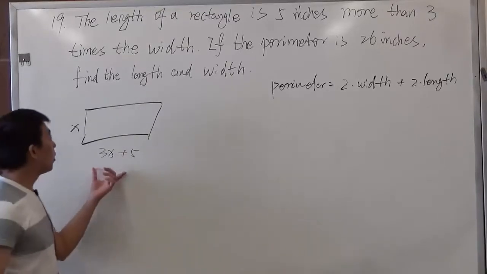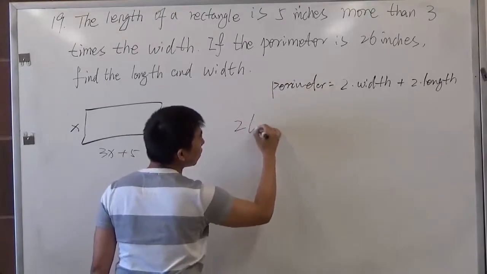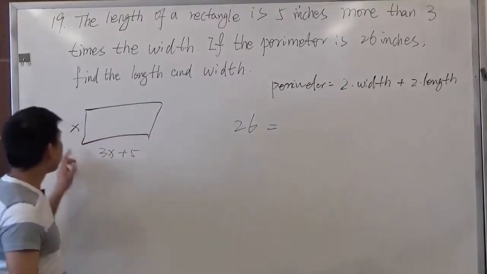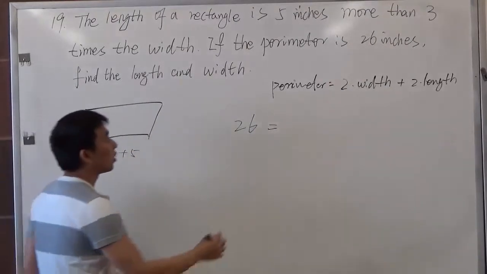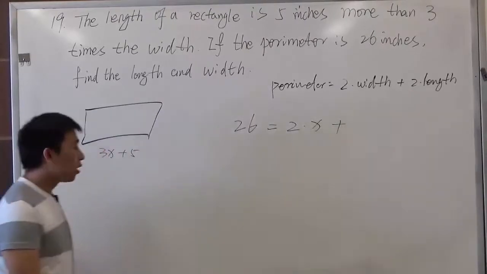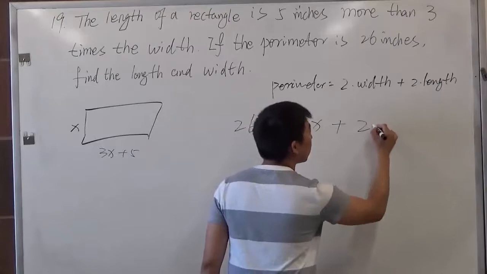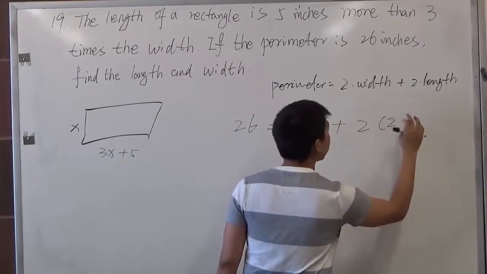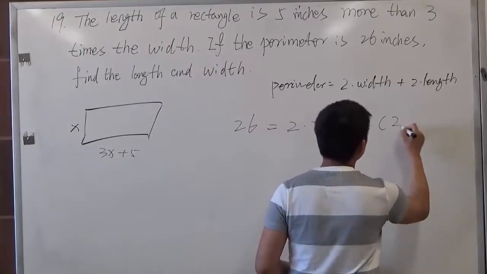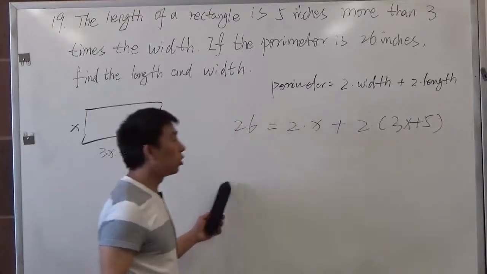So we have the perimeter here. We know the perimeter is 26 inches, which equals 2 times the width. The width we represent with x. So 2 times x plus 2 times the length. The length we know is 3x plus 5. Right? It becomes a very simple equation.